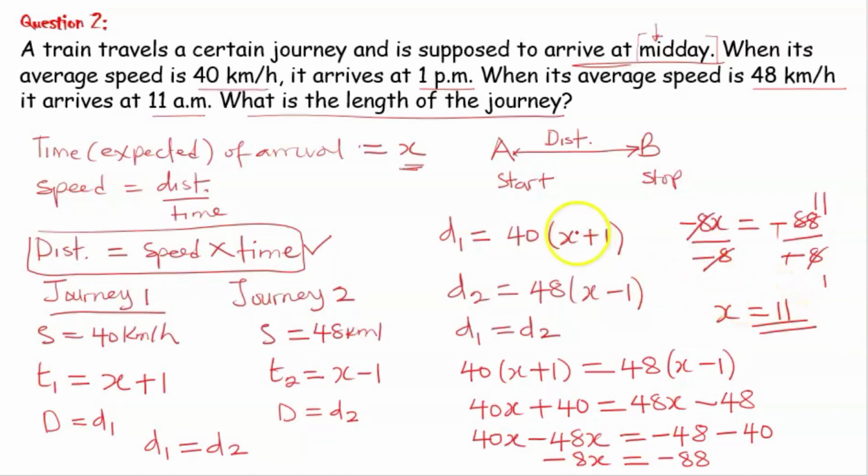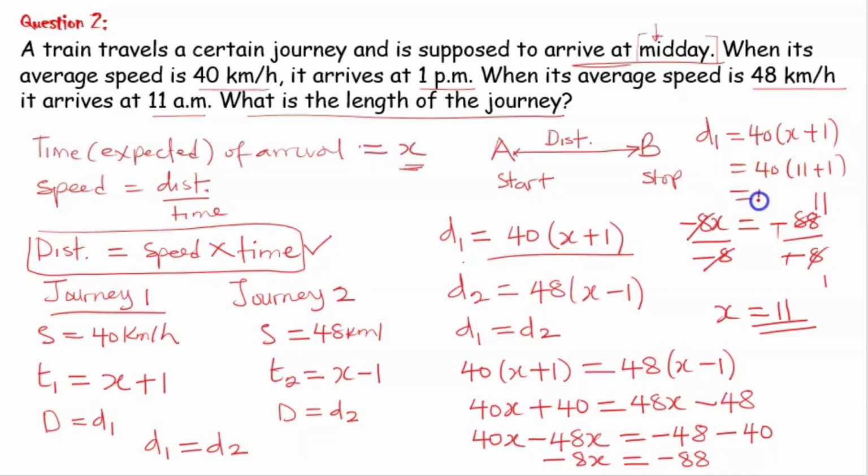So what's going to be the length of the journey? We can make use of any of these to get our journey. They said if the average speed is this and it arrives at 11 a.m., what is the length of the journey? So let's just use any of them, since the distance is the same. I can just use D1 equals 40 into X plus 1. All right, so this is going to give us 40 into 11 plus 1.